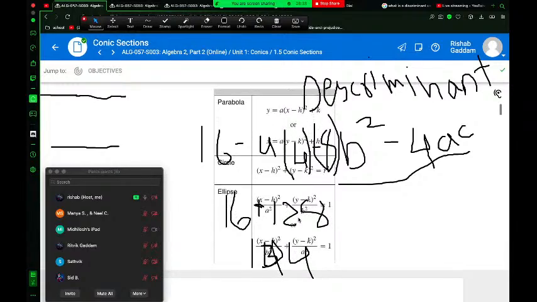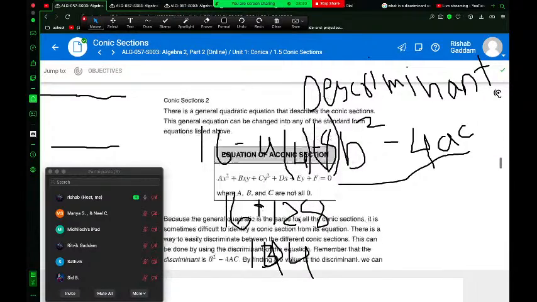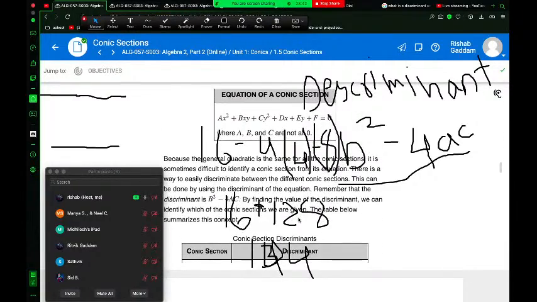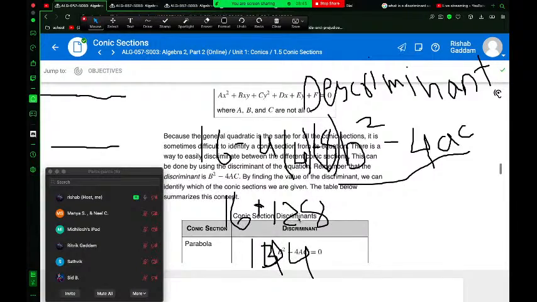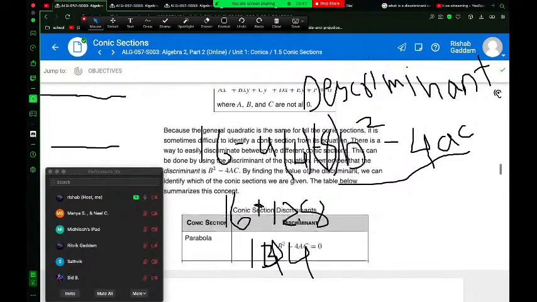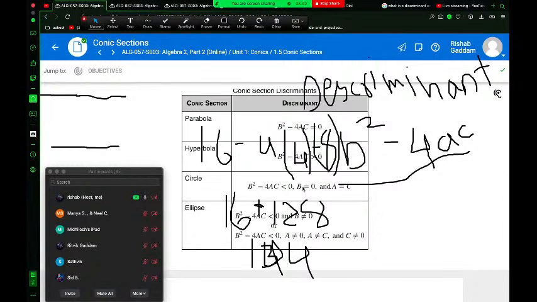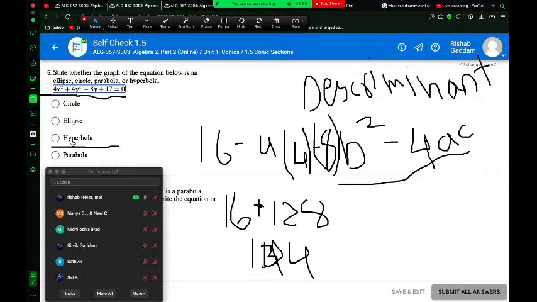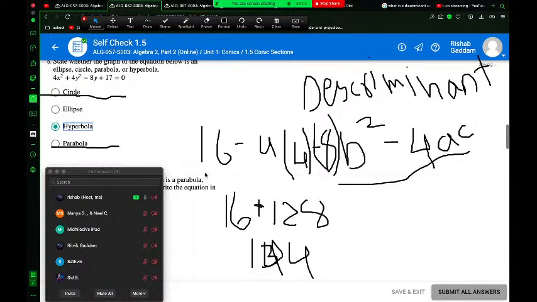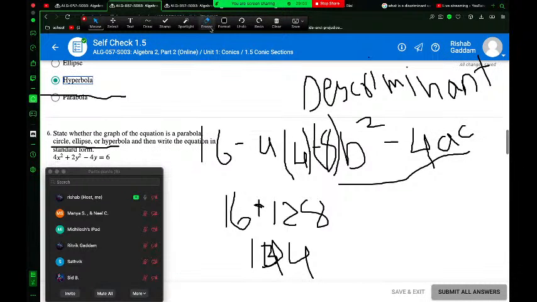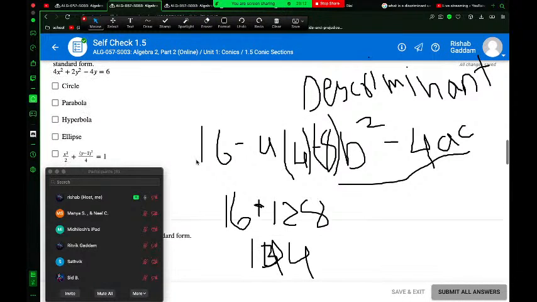Sorry, we're going to go down here, way down. Okay, so here are the discriminants. If it's greater than 0, then it's a hyperbola. So this is going to be a hyperbola. So yeah, good job, Satvik. Let's go on to number 6.